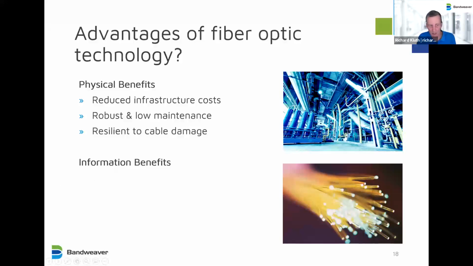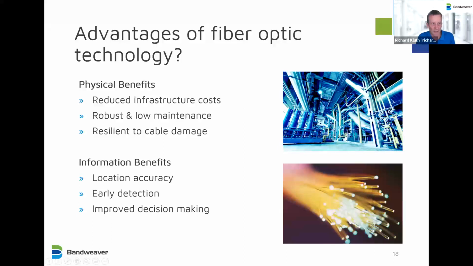Moving on to the information benefits, you have location accuracy. As we said, the system can identify to within 50 centimeters. Early detection. With this complete coverage and smart alarms, we can detect much earlier than conventional systems. And this earlier detection and location accuracy allows the user to make much more informed decisions and lower their overall risk profile.